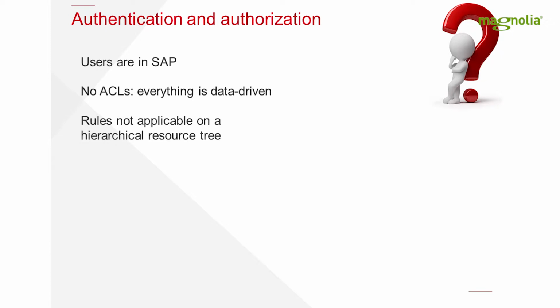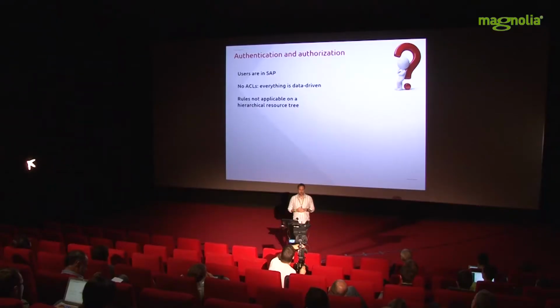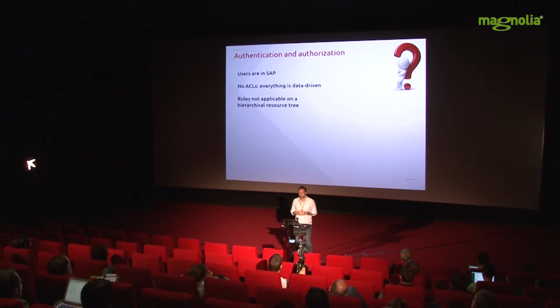The authorization is data-driven. So if you are a gas meter reader, you can do something. If you have a water meter reading, you can do other things, and so on. These kinds of rules are not applicable to a hierarchical resource tree, as we are used to doing within Magnolia projects. So we cannot use the standard Magnolia authorization mechanism, and the login is also different.